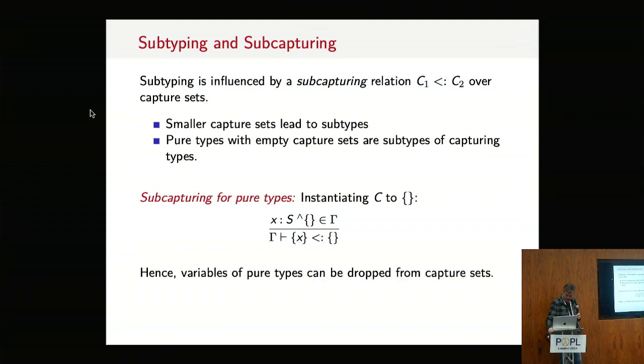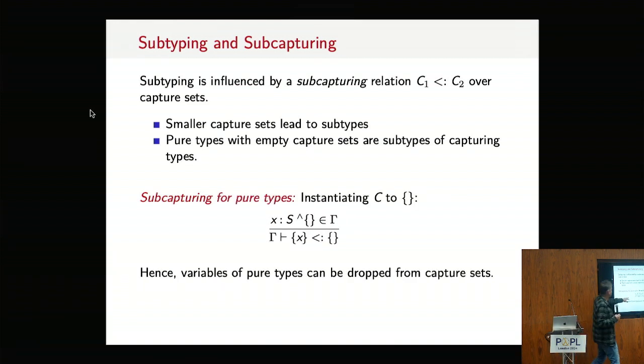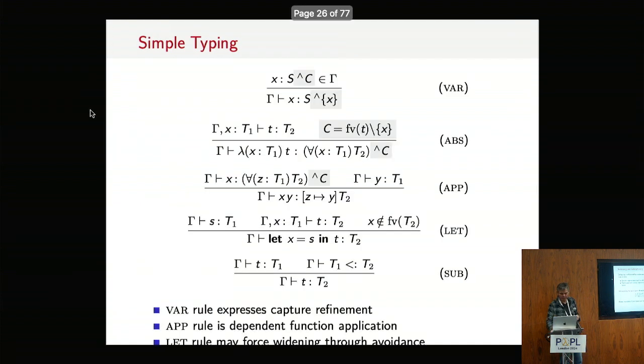So if we use this rule and we instantiate C to the empty set, then it shows that if X is a pure shape type, then the capture set X is a subset of the empty capture set. So that means we can drop all things that are pure from our capture sets. All references that are pure don't show up because of the instantiation of this rule. So that means we can greatly prune the set of variables that we track.